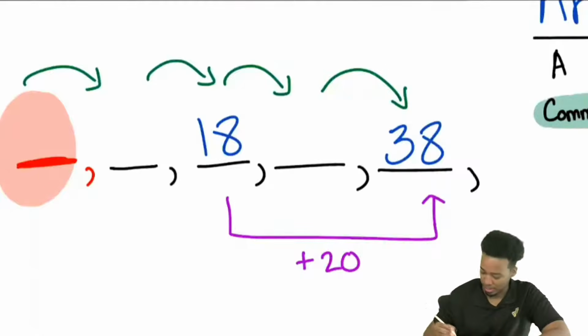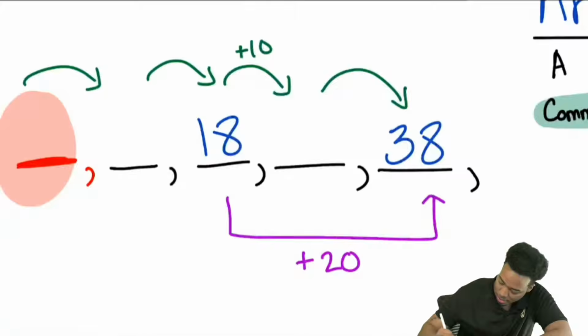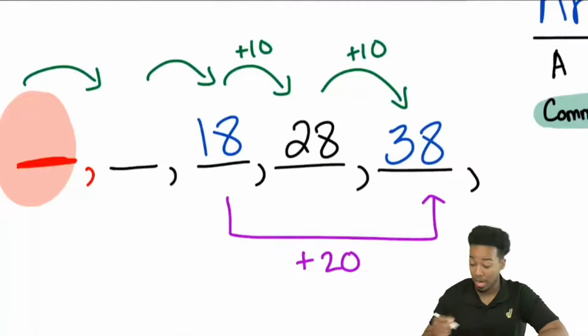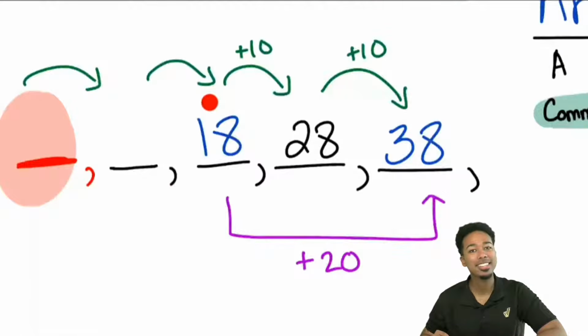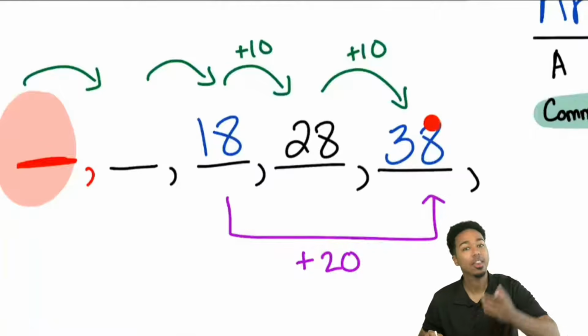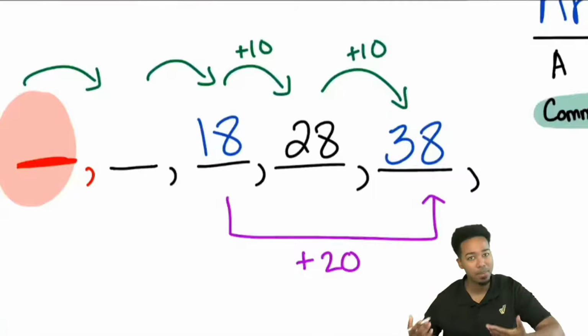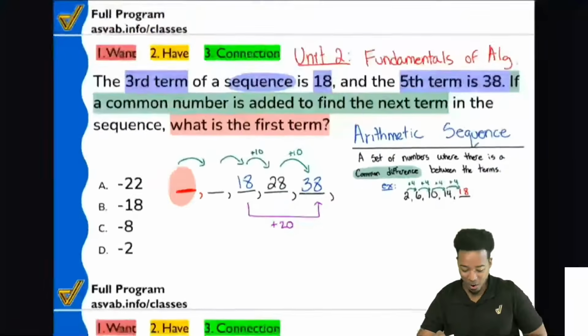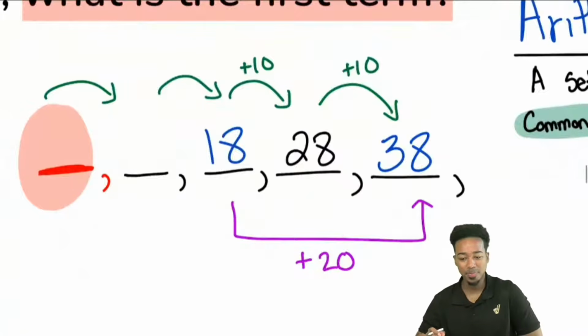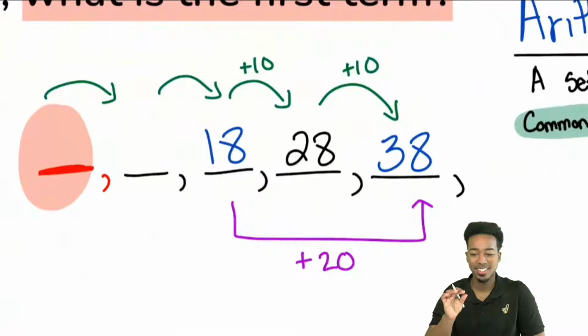That's plus 10. So that's going to be plus 10 here, plus 10 here. And that middle number has to be 28. Because, think about it now. Now it makes sense. From 18, I add 10. 28, add 10 again, 38. It fits the bill. It fits the pattern. Are we good so far? Good, good, good. Okay, cool.